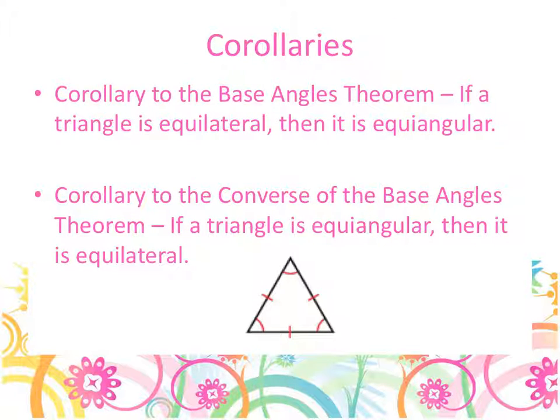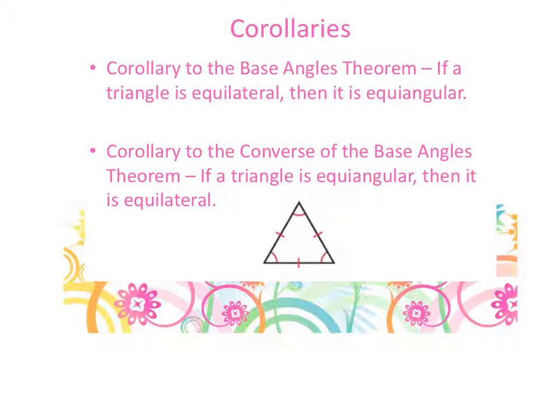Two corollaries to the base angles theorem and the converse. If a triangle is equilateral, then it's equiangular. And then the converse to that, if it's equiangular, then it's equilateral. You've already realized this, but now it's officially presented to you as a corollary. So the corollary to the base angles theorem: if a triangle is equilateral, then it's equiangular. And the corollary to the converse of the base angles theorem: if it's equiangular, then it's equilateral.